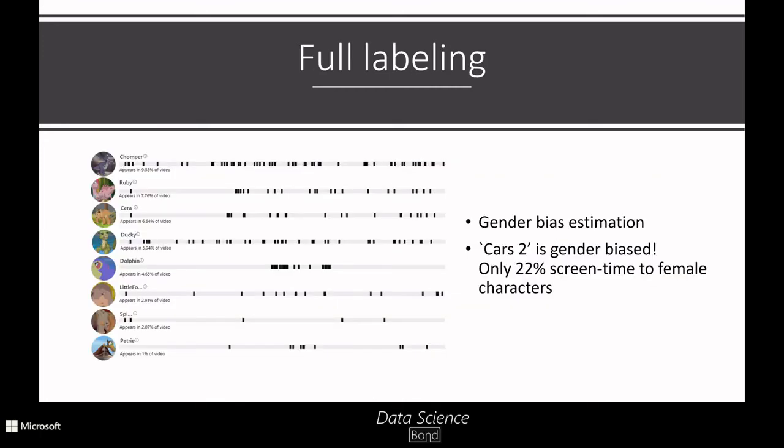One final application is conducting a full labeling per frame. This way we can know exactly where each and every character appeared at the frame level, and we can estimate the gender bias. For instance, we applied that on Cars 2 and found that female characters get only 22% of the screen time, which is not good.